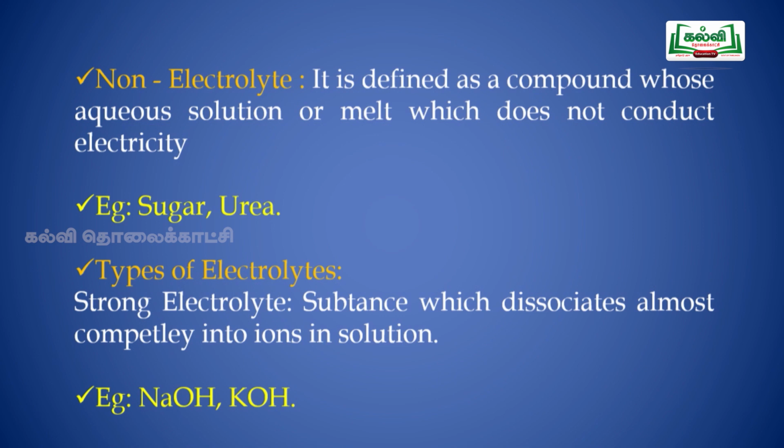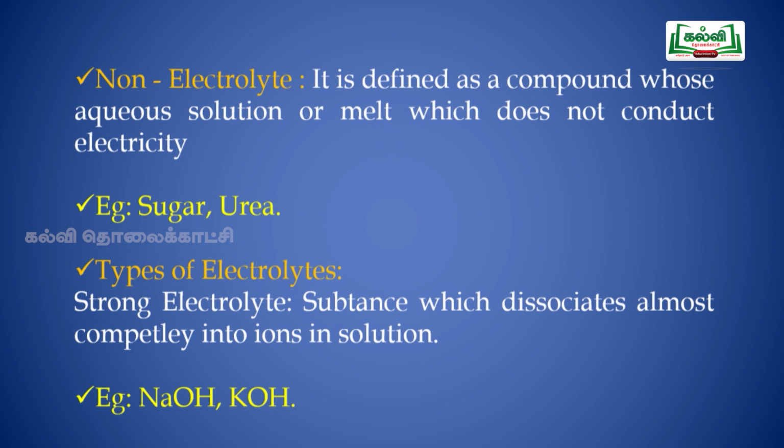First one is electrolyte. What do you mean by electrolyte? An electrolyte is one which conducts electricity. How does an electrolyte conduct electricity? It conducts electricity because it dissociates to give ions. When there are ions, ions migrate or ions move, you will have conduction.